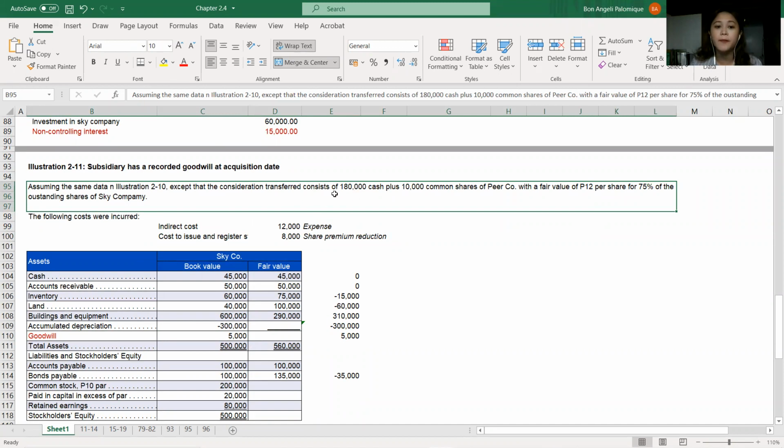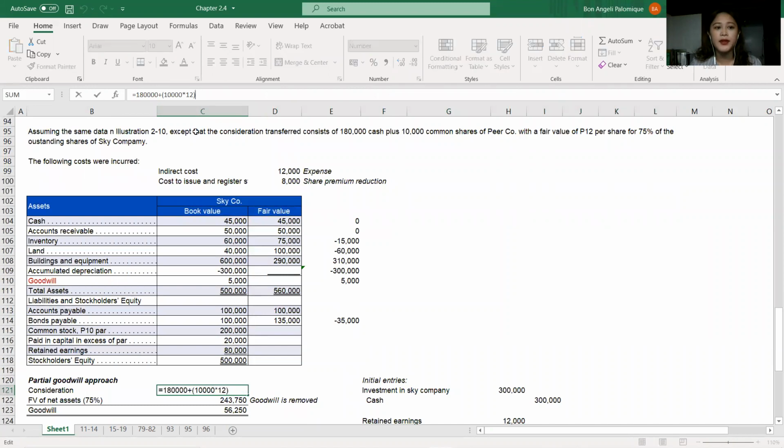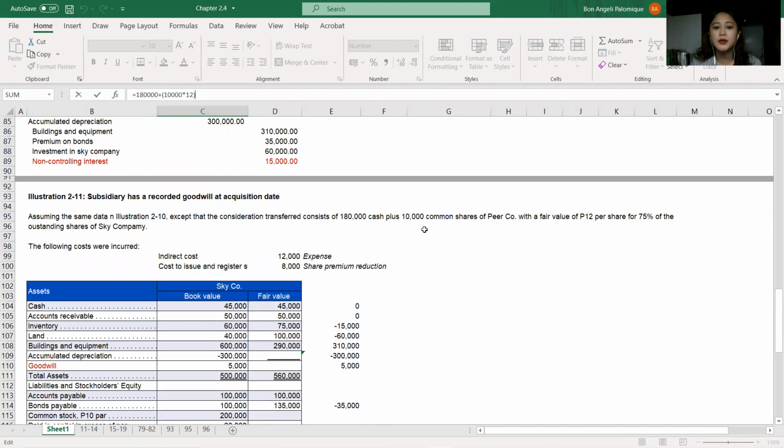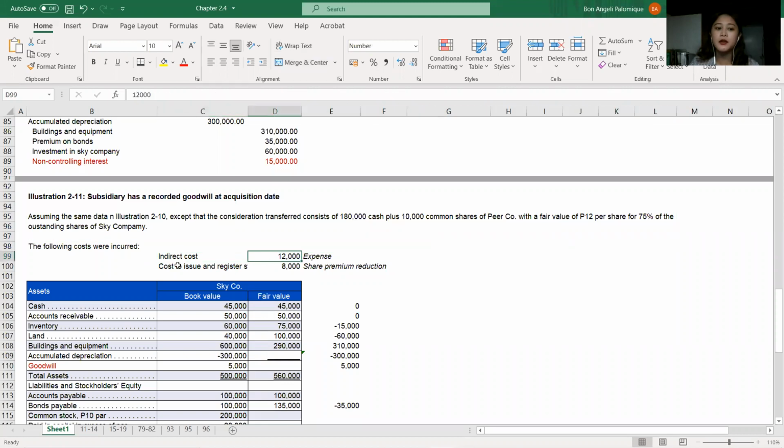Tapos, tawag dito. So, sabi niya, same illustration lang daw ng 2-10, except na the transferred consideration niya consists of 180,000 cash. So, ito yan, 180,000 cash. 180 plus 10,000 common shares at 12 fair value for 75%. So, 75% lang yung bibilin niya. Then, sinabi din niya na merong cost na in-incur. Indirect cost, 12,000. Then, cost to issue and register stocks na 8,000.